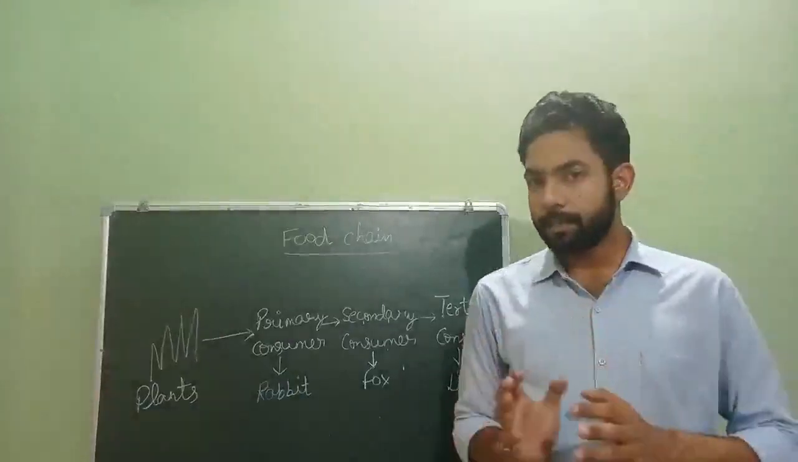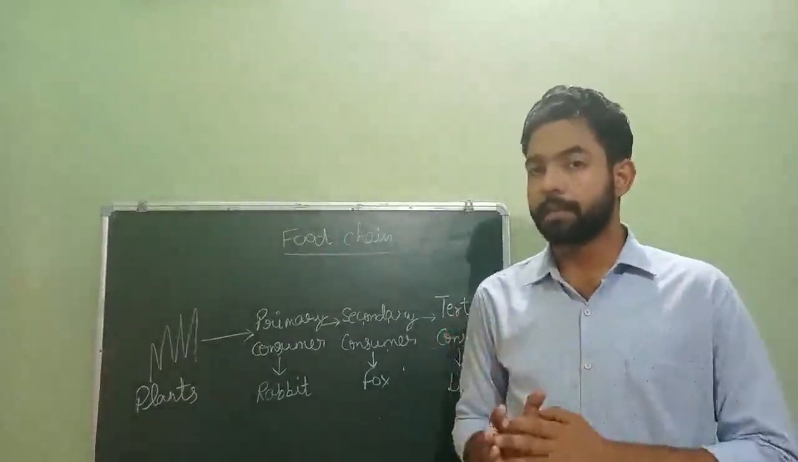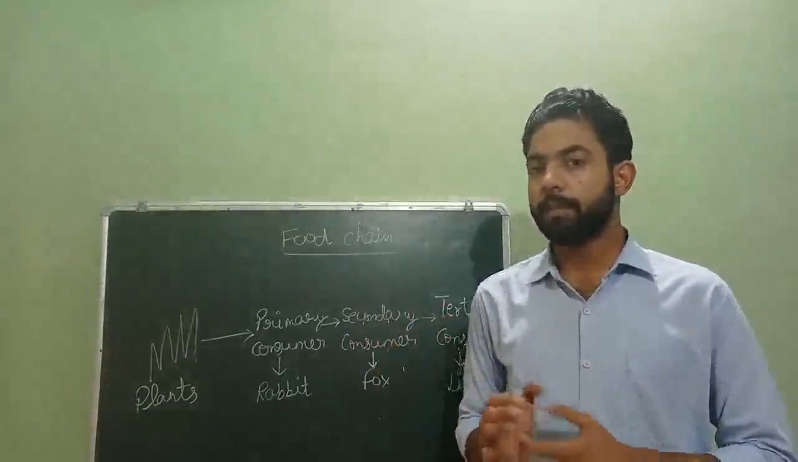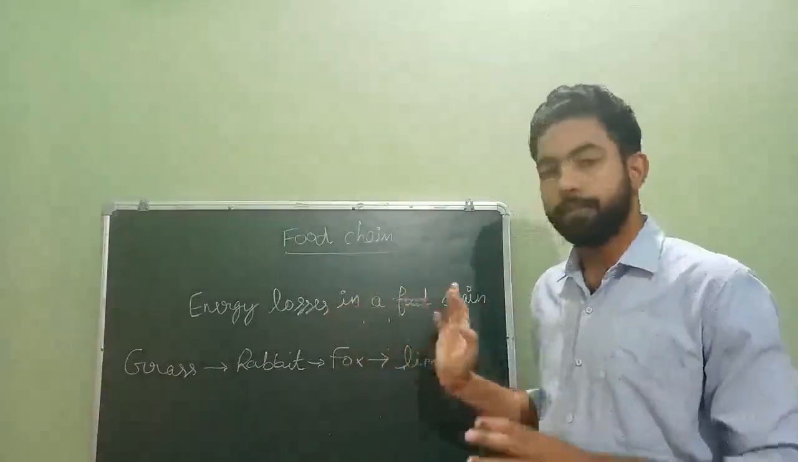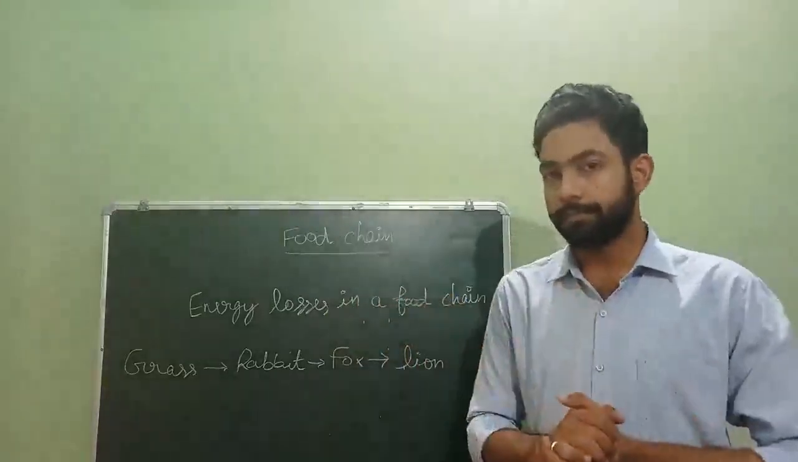There are many animals and birds that eat both plants and animals, and they are called omnivores. For example, human being. Now we will see how energy is lost in a food chain.